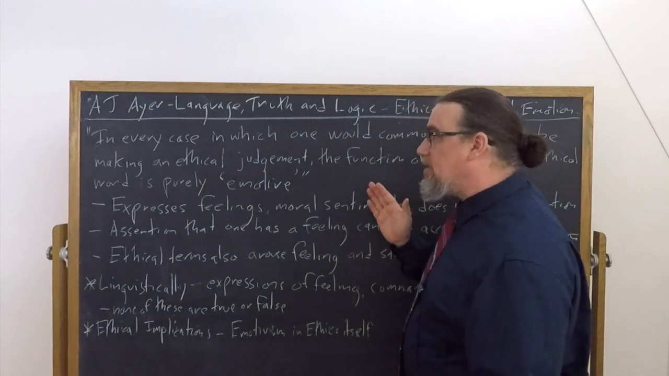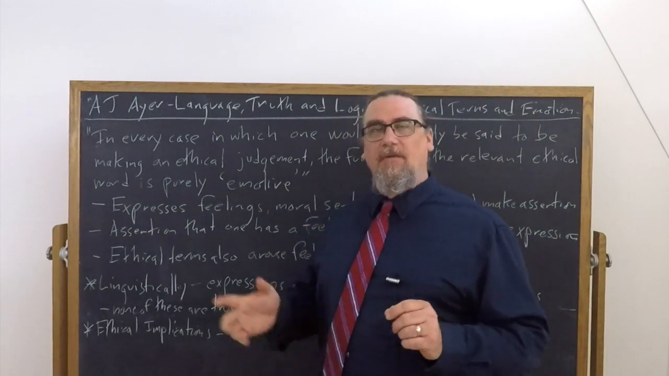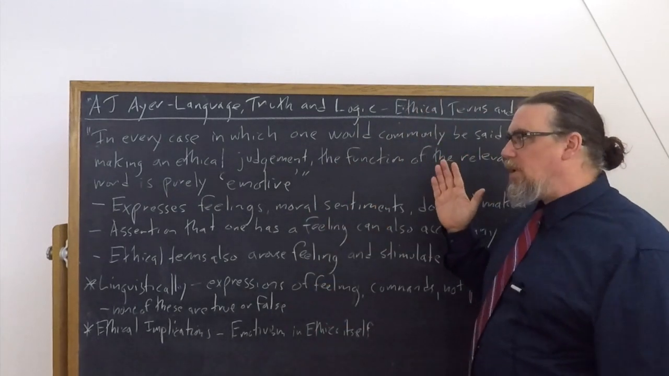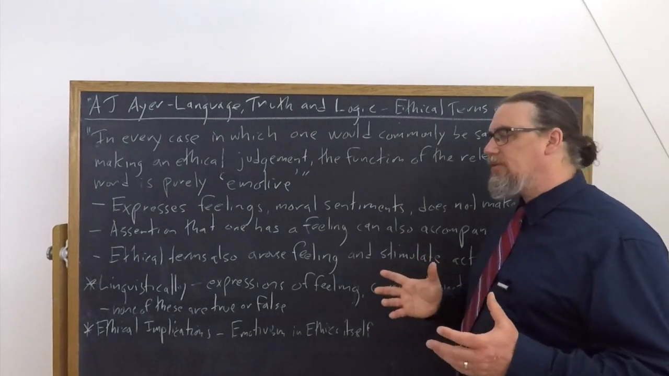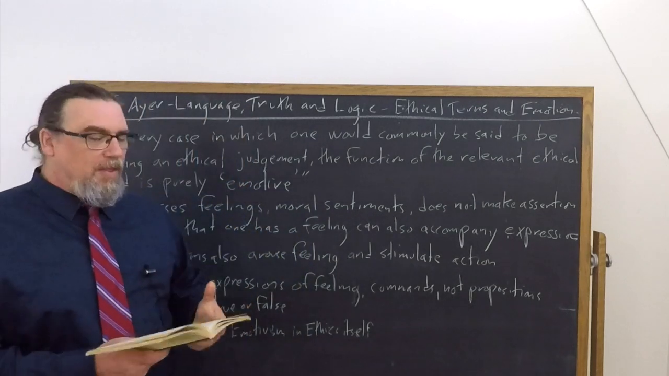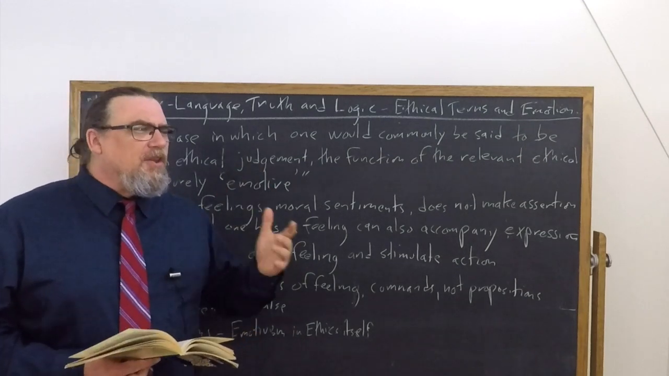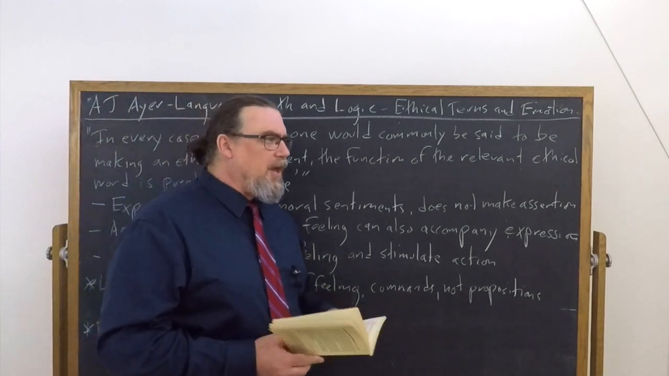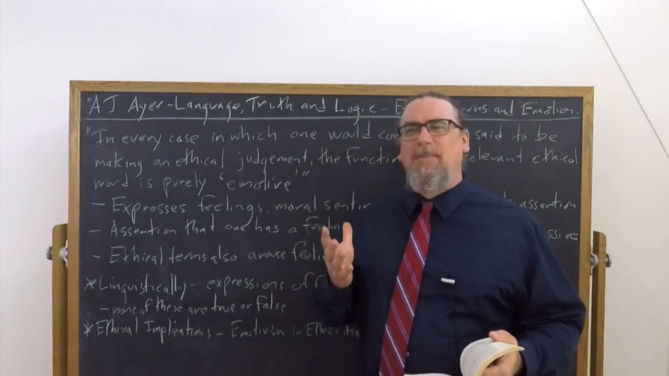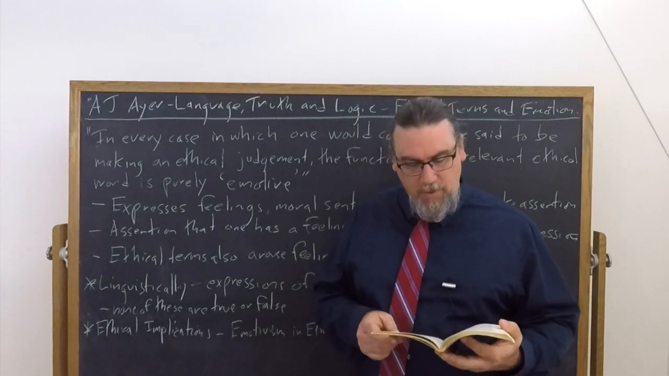So Ayer says that one of the sub-functions of this emotive function of the terminology that we're using there is to express our feelings or moral sentiments. And he says that this does not make an assertion. So this is worth dwelling on a little bit, because he also tells us that there is a tendency to view this language as if it is expressing our sentiments in such a way as to make an assertion: I am feeling this. This is what I feel towards that.